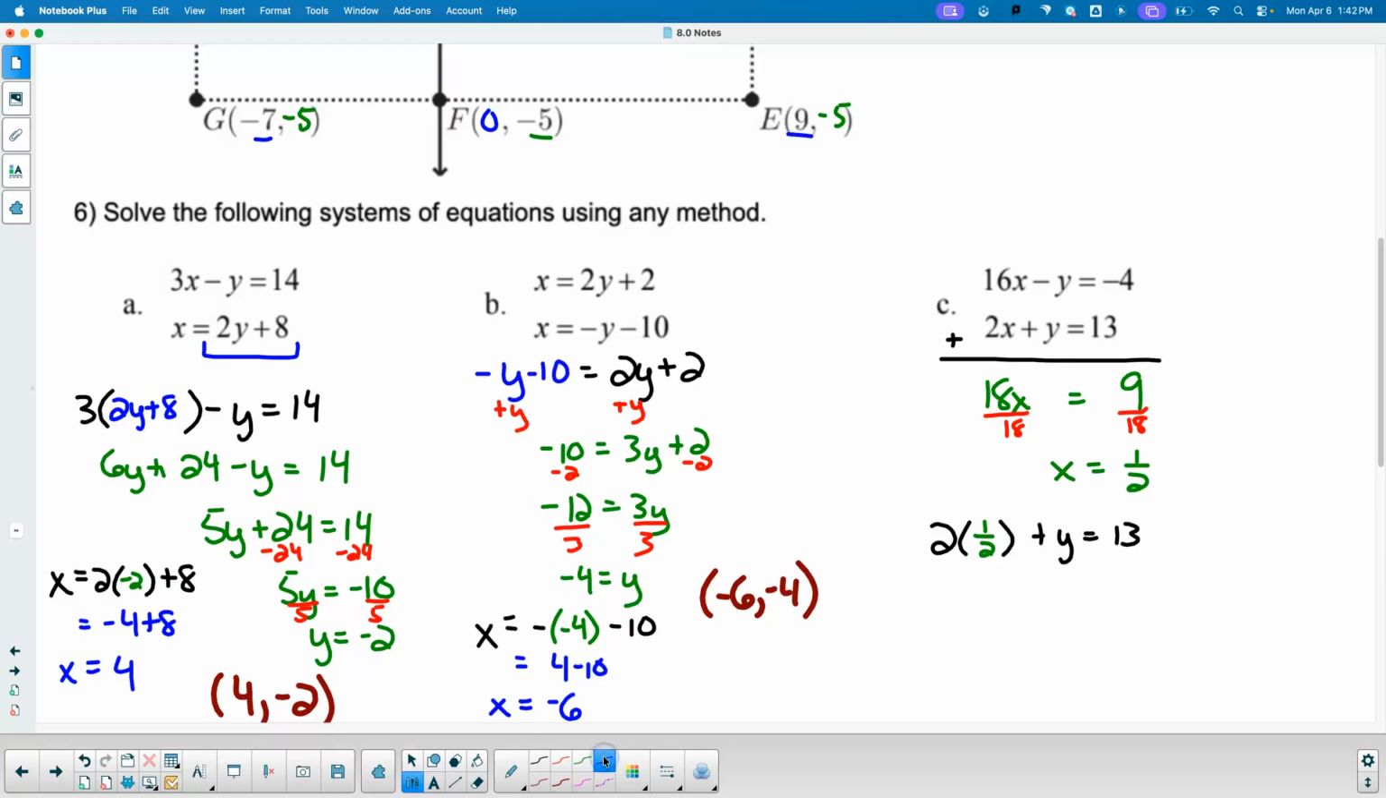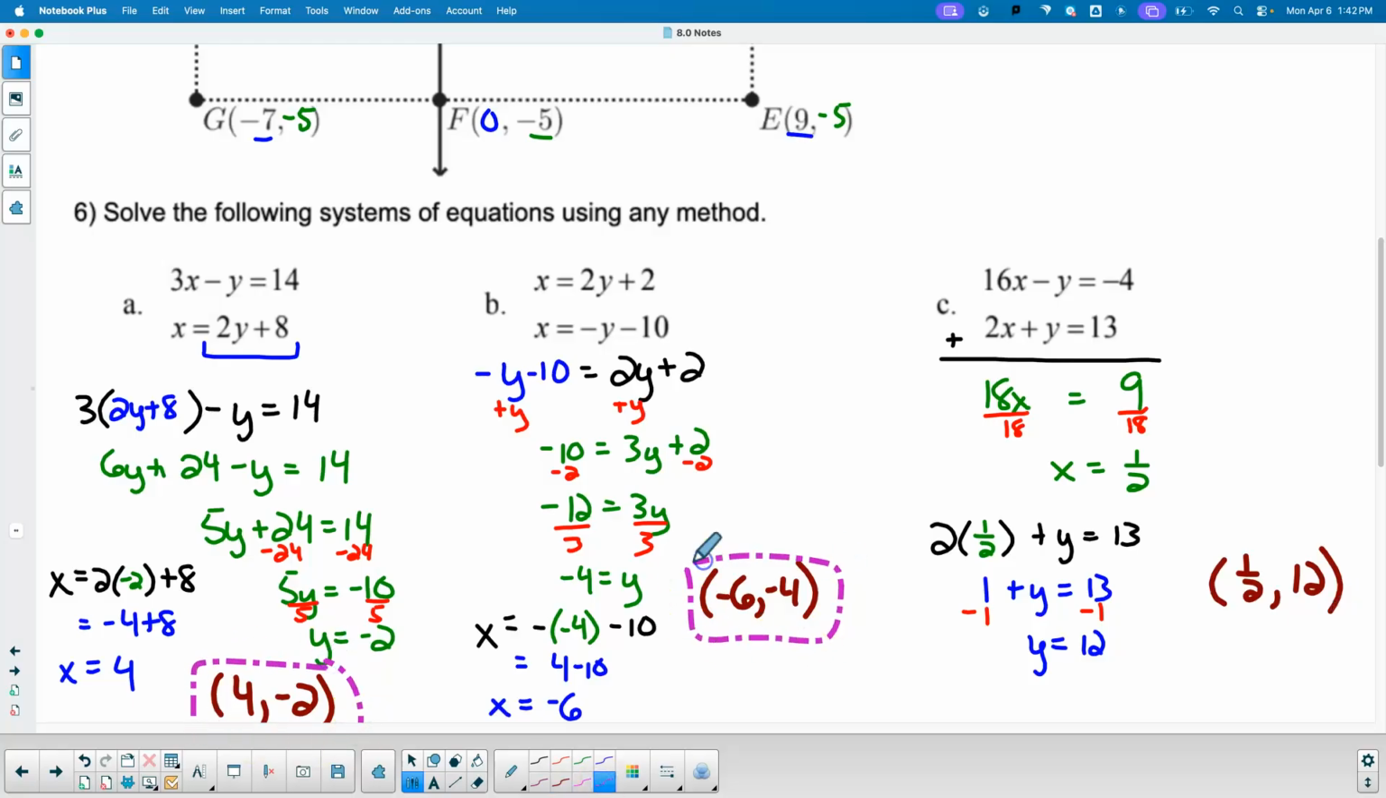Two times 1/2 is 1. Let's see, that's going to be 8 minus 12 is -4. That's going to be 1 plus 12 is 13. Yep, so I get 1/2, 12. Questions on any of those three? Circle those answers so you can see those a little bit better. Questions on any of those?